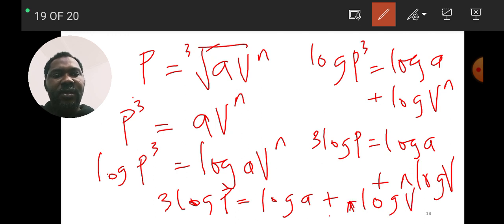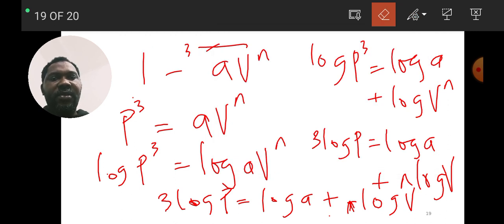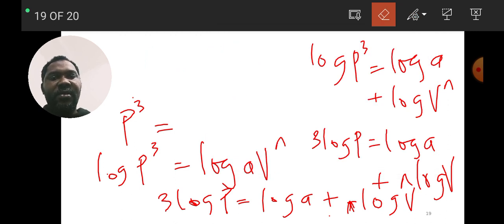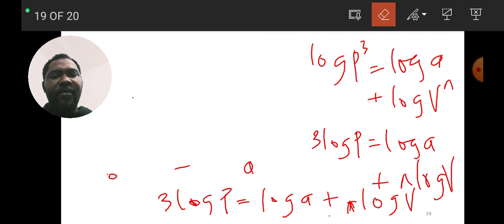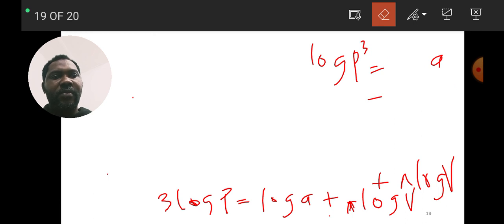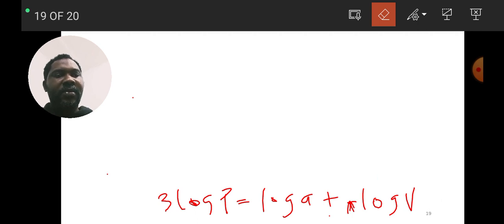So this small letter n here. Okay, so this is what we have, and like I said, it's looking like a straight line equation. Let's rub here off quickly. Okay, yeah, so we can see here clearly that this can be y, this can be c, log a is c, n log v is mx.